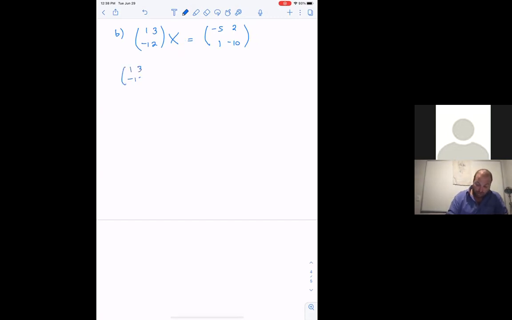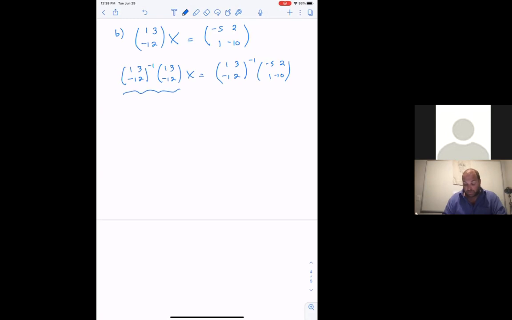So 1, 3, negative 1, 2 inverse, whatever that is, times 1, 3, negative 1, 2 times x equals 1, 3, negative 1, 2 inverse times negative 5, 2, 1, negative 10. What is this product of matrices? It's the identity. Anything times its inverse is the identity, and the identity times x just gives me x. So on the left, we just get x, assuming, of course, the inverse exists, which technically I haven't confirmed yet. We'll see on the right whether it exists.